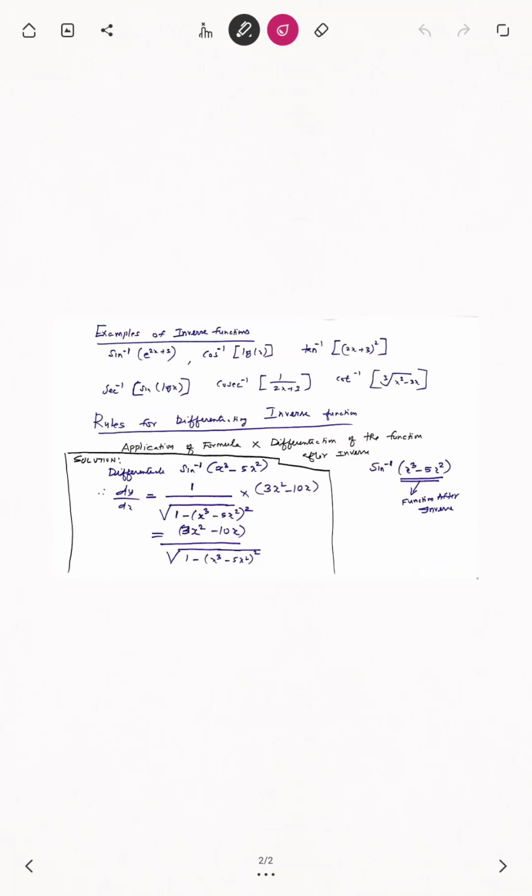Okay. Now, you take this directly. What is the sum allotted to you? Sine inverse of x cube minus 5x square. That is, y is equal to sine inverse of x cube minus 5x square.